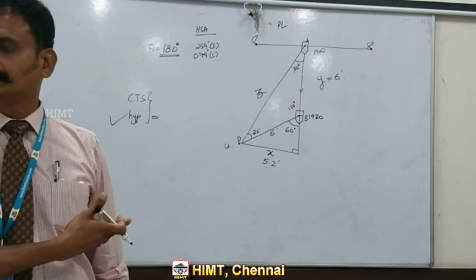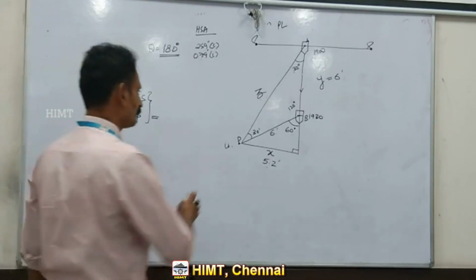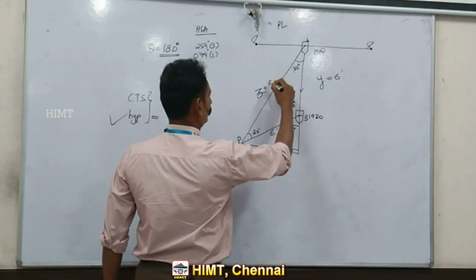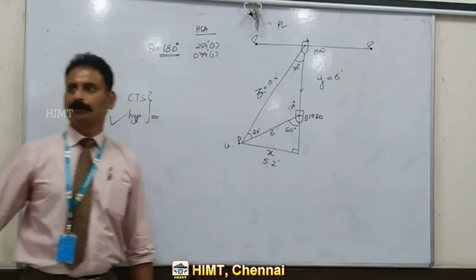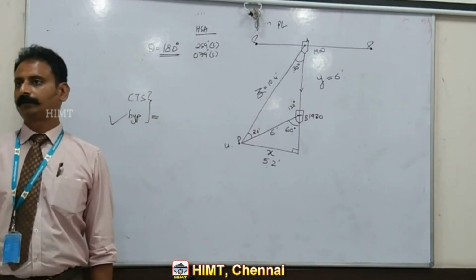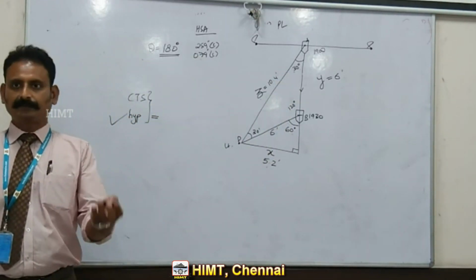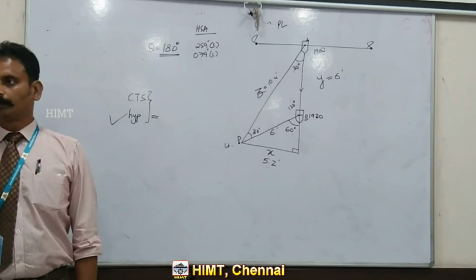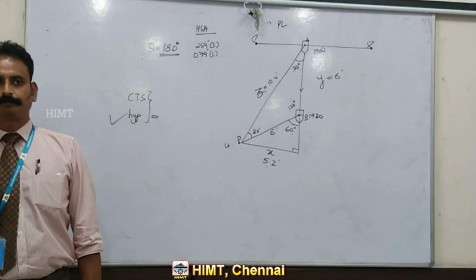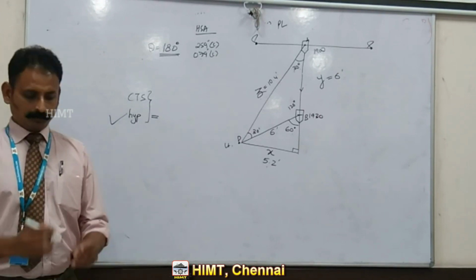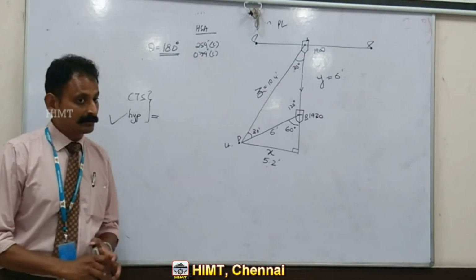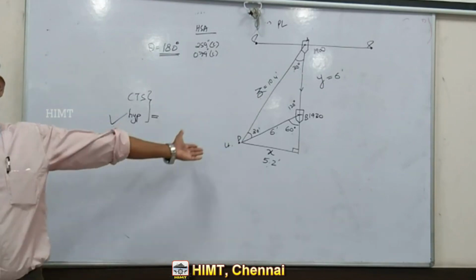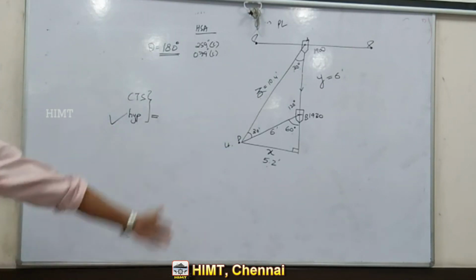Tell me the answer. 10.4. Majority 10.4. Why are people having doubt in this simple trigonometric calculation? Sin theta, tan theta and your cos theta. 10.4. All agree? Yes. So now draw this diagram because I'm going to rub it now, because in the chart you don't have anything. All this is in your rough paper.